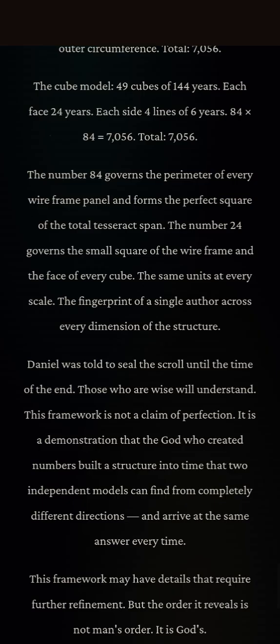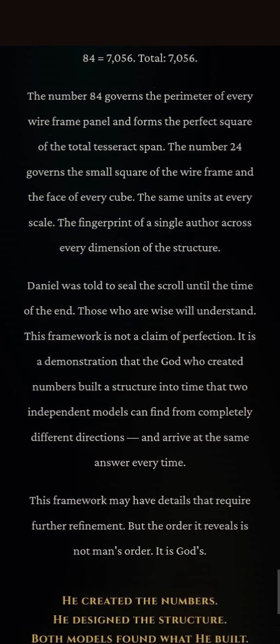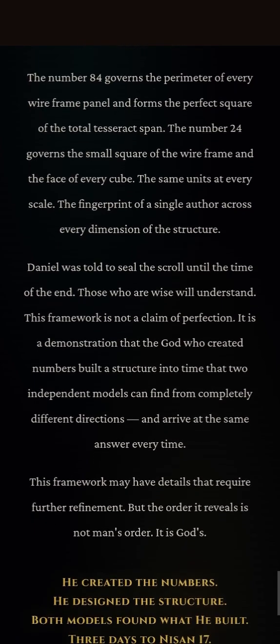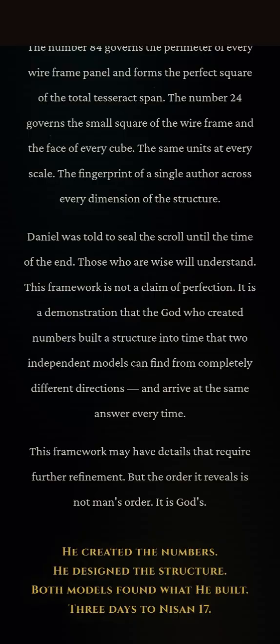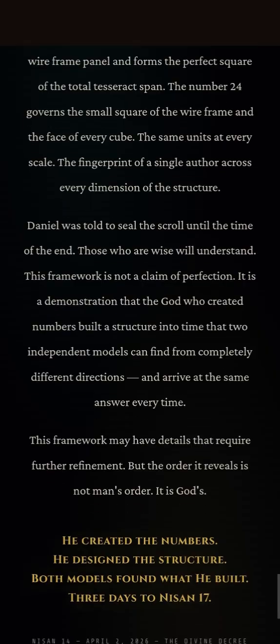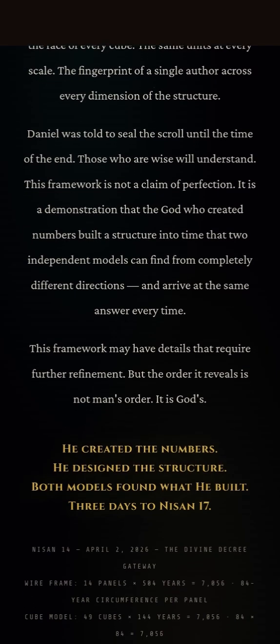The framework presented here is not a claim of perfection. It is a demonstration that the God who created numbers built a precise structure into time. Two independent mathematical models can start from completely different directions and arrive at the same answer every time. Daniel was told to seal the scroll until the time of the end. Those who are wise will understand. He created the numbers. He designed the structure. Both models found what he built.